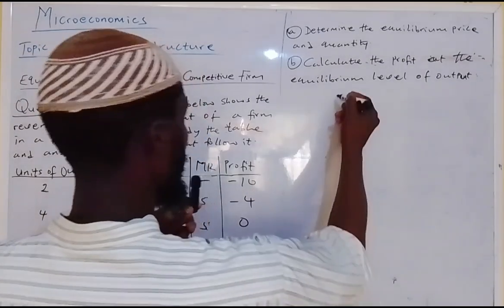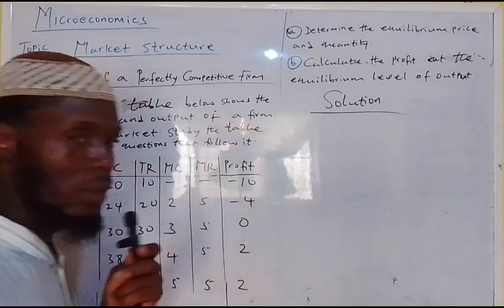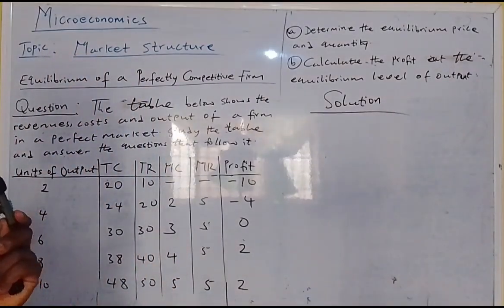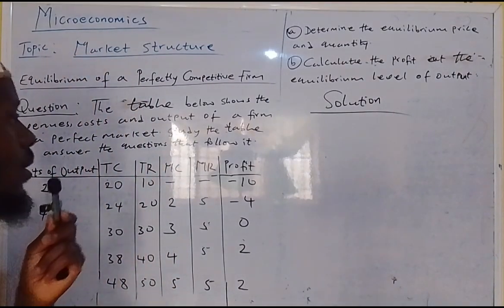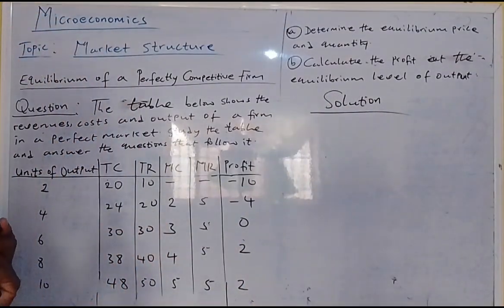Now let's go. Solution. This question is very simple. Just have to pay attention. The first question says determine the equilibrium price and quantity. So whenever you see a question like this, your first target should be equilibrium quantity rather than equilibrium price. When you are able to determine the equilibrium quantity, also known as equilibrium output, you'll be able to determine your corresponding price, which is going to be your equilibrium price.